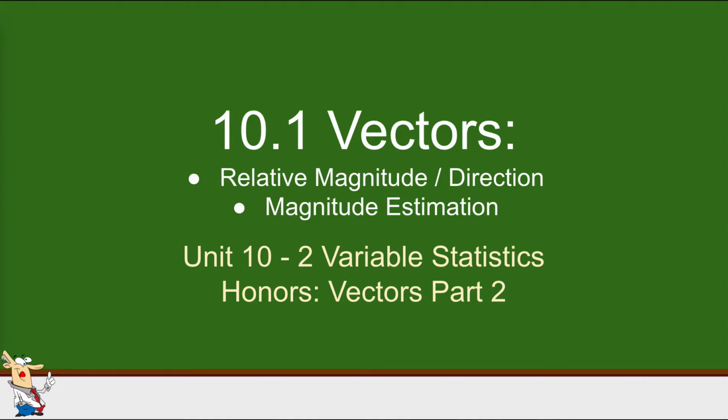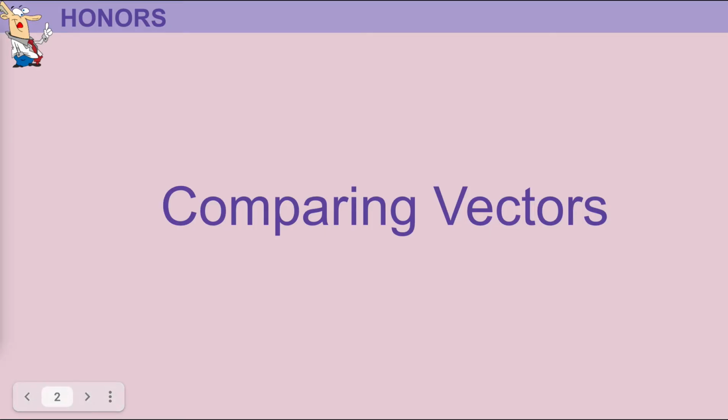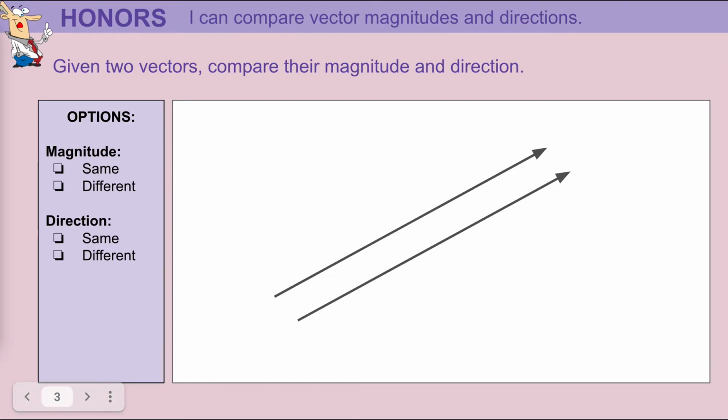All right, here's a quick video on vectors, and we're looking at this time relative magnitude and direction, and we'll also look at estimating magnitude. So let's first start with looking at relative magnitude and direction. So we're going to compare vectors. All right, so here's our first example. Given two vectors, compare their magnitude and direction.